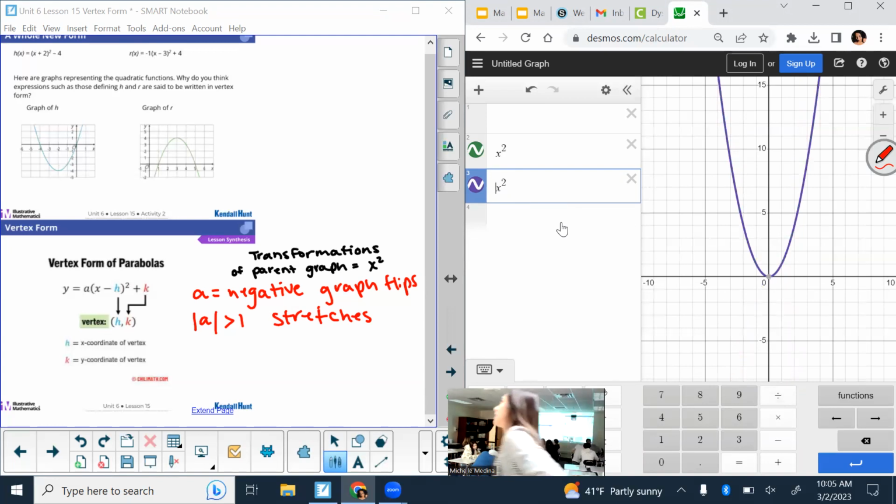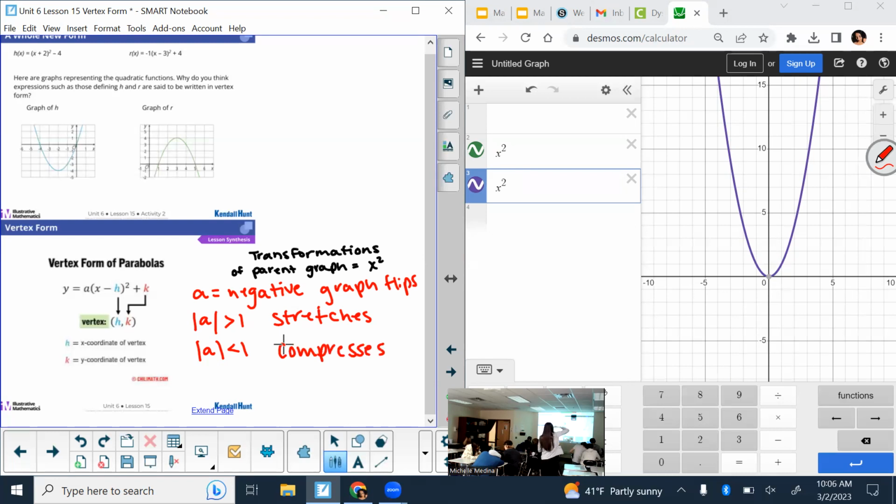So what do you think happens if the absolute value of A is less than 1? What happens? It would get wider. Someone says it shrinks. The math word that you'll see on your test is compressive. Imagine you're smushing it until it has to get wider. Like when you edit a picture and you bring the top down, it makes whatever's in the picture look wider. So also known as compressing.